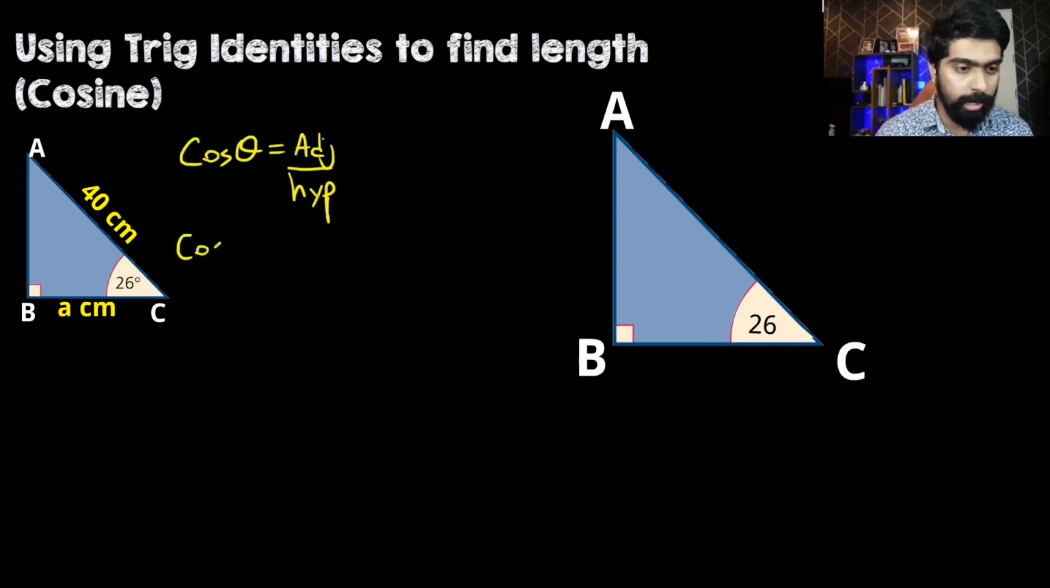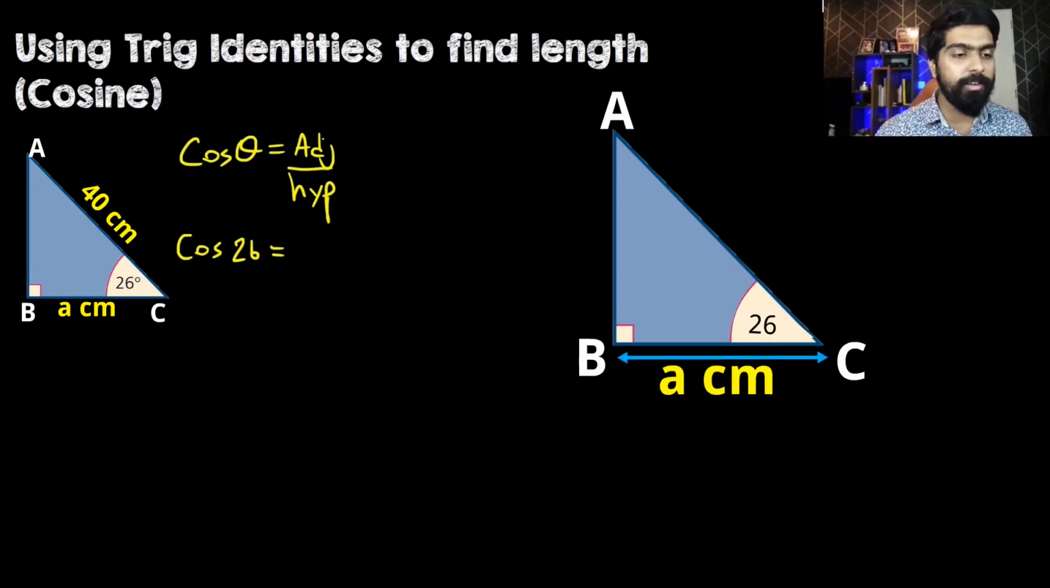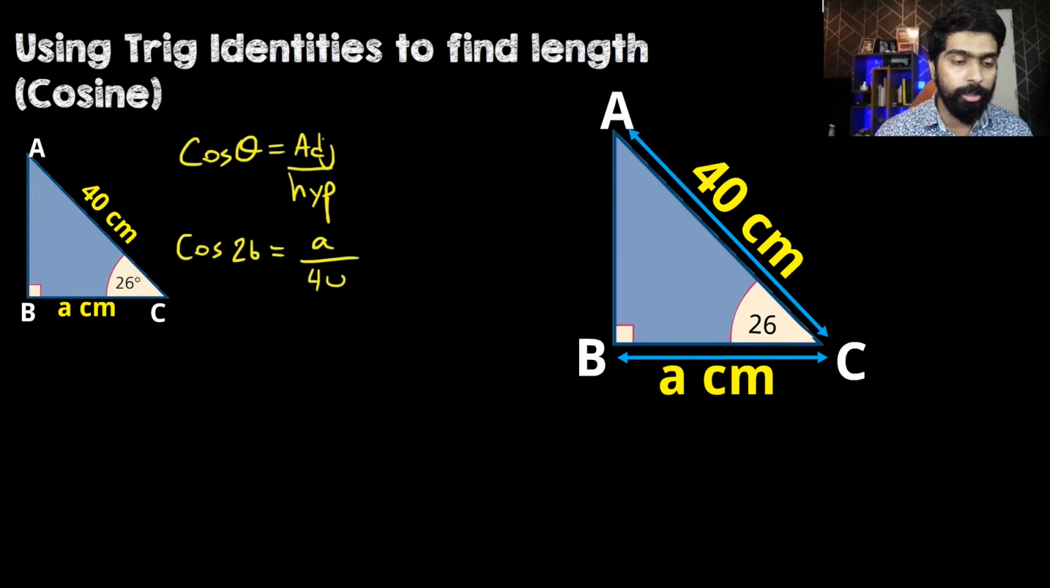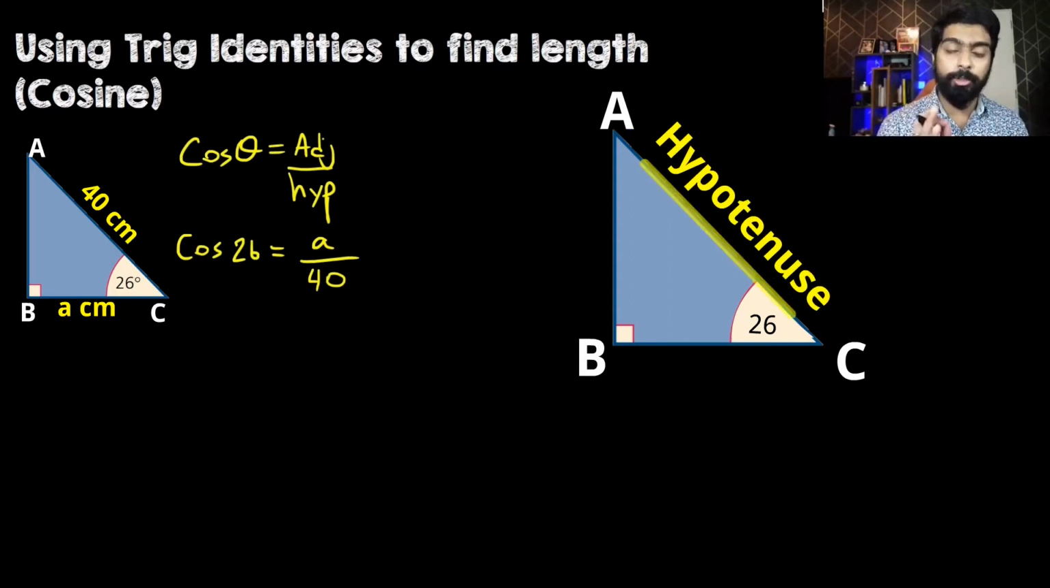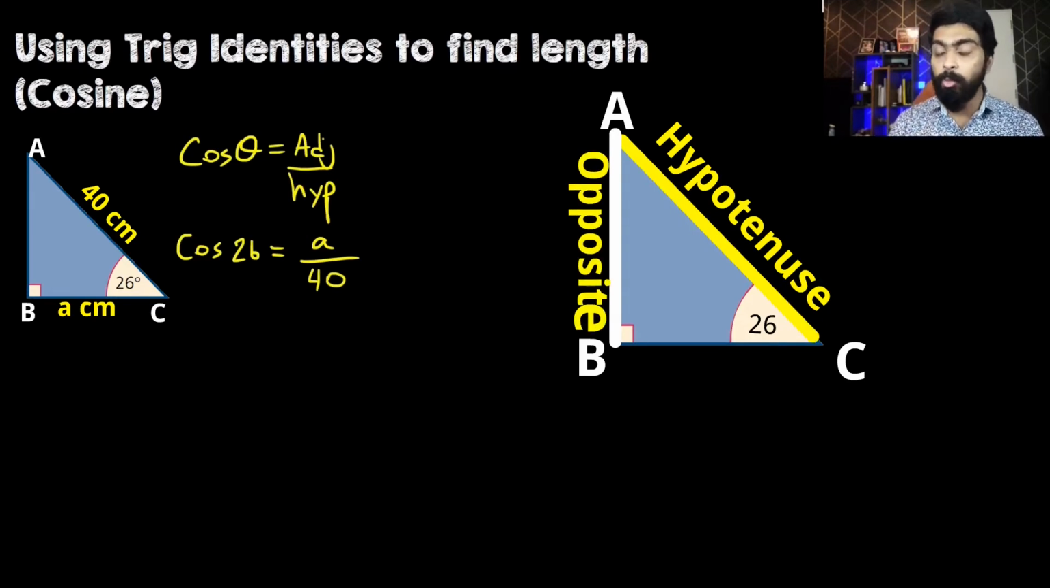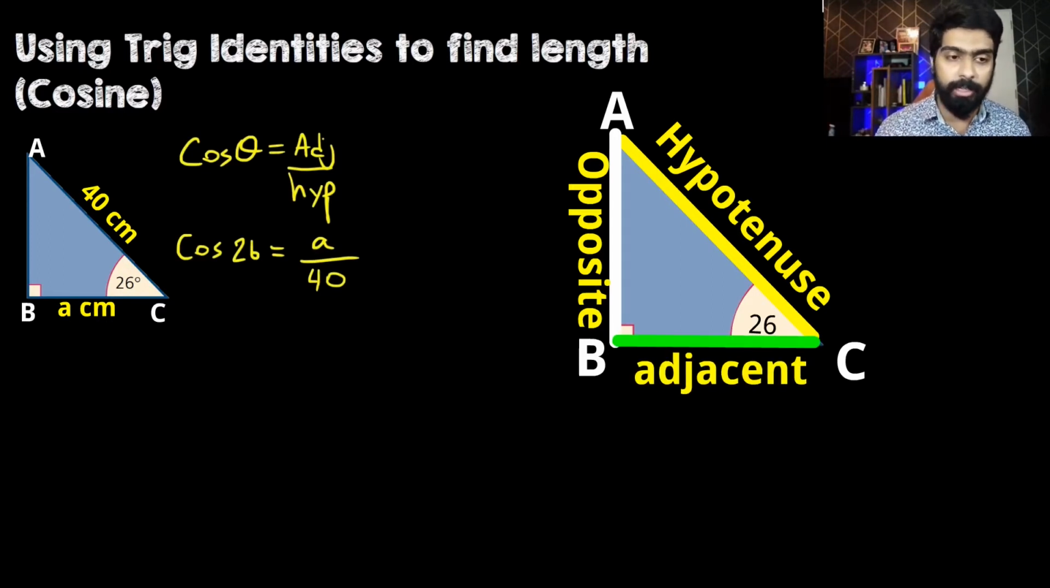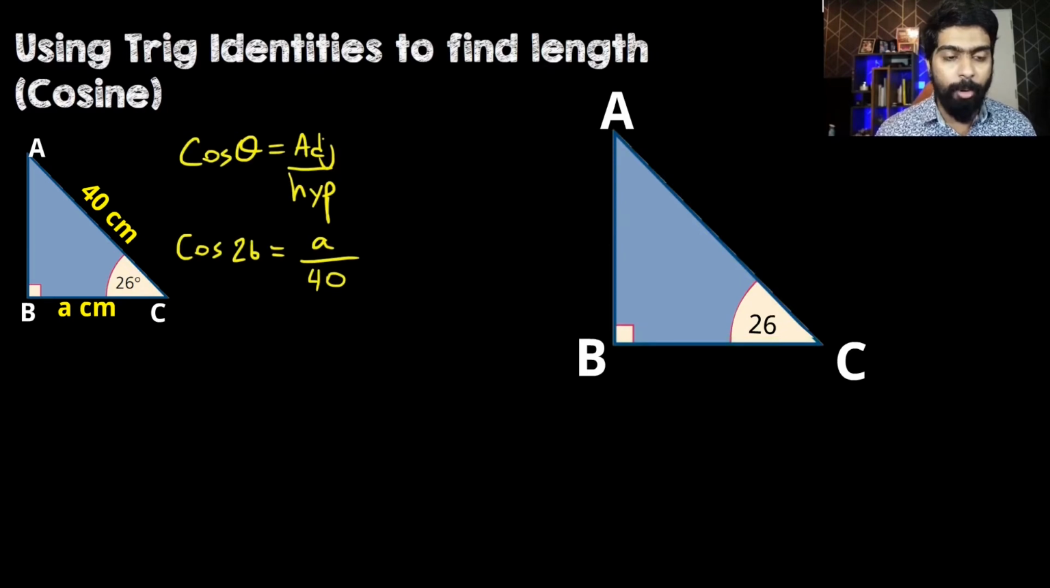So we have cosine of 26 degrees is equal to the adjacent side, which will be A, over the hypotenuse, which will be 40, right guys? Now if you don't know how to find the adjacent and the hypotenuse, think about it this way. The hypotenuse will always be opposite to the right angle. The opposite side of the angle will be exactly opposite. Therefore, that just leaves us with one side, and that side will be our adjacent. Pretty simple, isn't it?